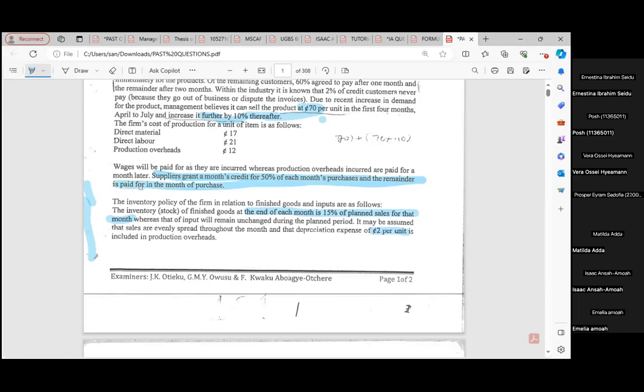Please, I beg you. Why are we multiplying it by 2? Is it the depreciation? Yes, why are we multiplying it by 2? Why not divide?